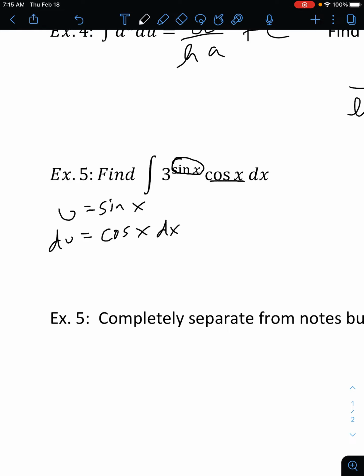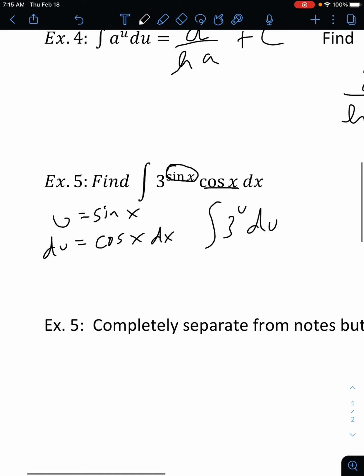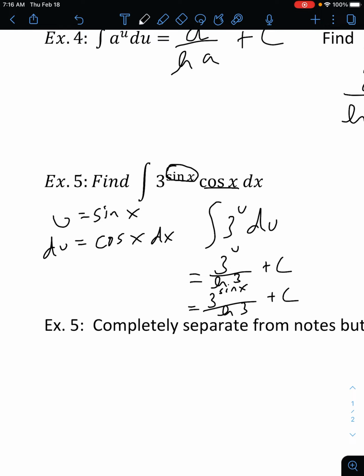And I always stop here and look at my substitutions. So I would have 3 to the u, and then cosine of x dx is just du. Look at how nice that turned out to be. And then we just apply our rule from above. So it's going to be 3 to the u divided by natural log of 3 plus c. And then I'm going to replace what u is back in for it. So it'd be 3 to the sine of x divided by natural log of 3 plus c.